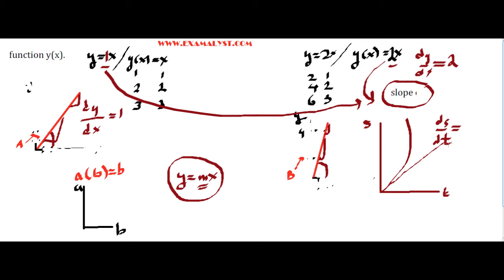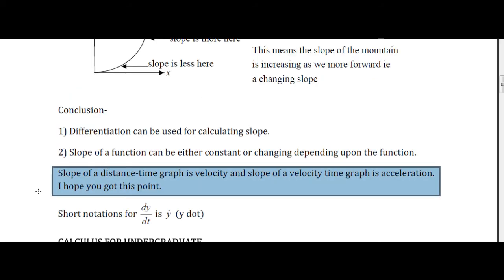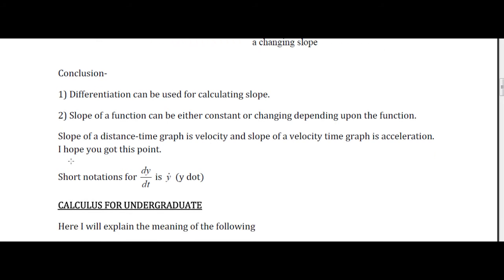But in physics, you know well that distance divided by time is always velocity. You already read this in your 10th class. So what do you understand? You understand that the slope of a distance-time graph is velocity.